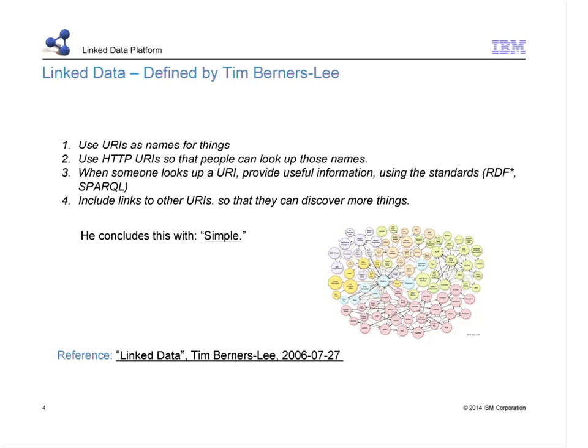The first principle is use URIs as names for things. Second, use HTTP URIs so that people can look up those names. Third, when someone looks up a URI, provide useful information using the standards, and that includes RDF and SPARQL. And fourth, include links to other URIs so that they can discover more things. And it concludes this with simple.